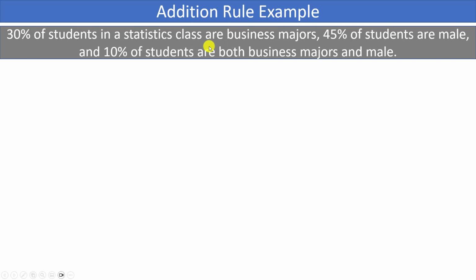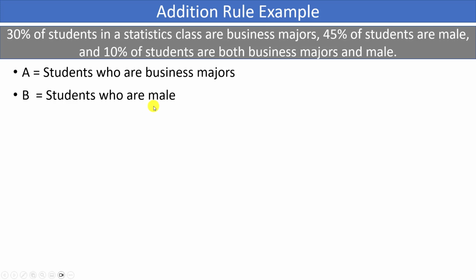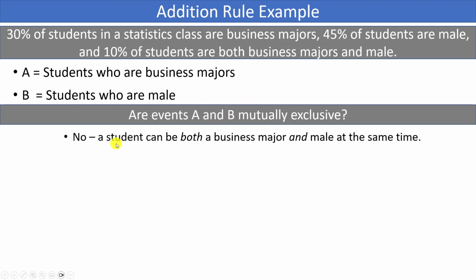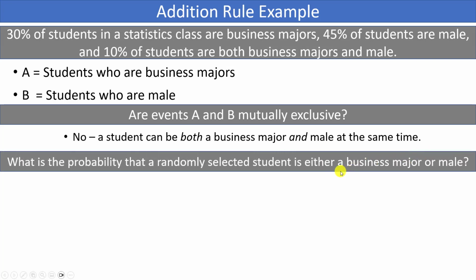30% of students in a stats class are business majors, 45% are male, and 10% of students are both business majors and male. Let's let A represent the students who are business majors and B represent the students who are male. Are these two events mutually exclusive? Remember, events are mutually exclusive if they cannot happen at the same time. Well, in this case, these two events can happen at the same time. So that means that the answer is no. A student can be both a business major and a male at the same time, so these are not mutually exclusive events.